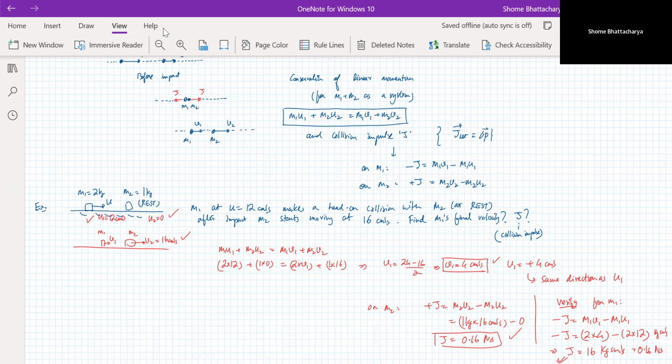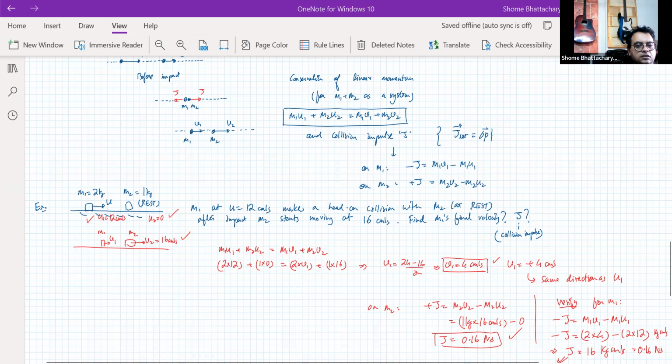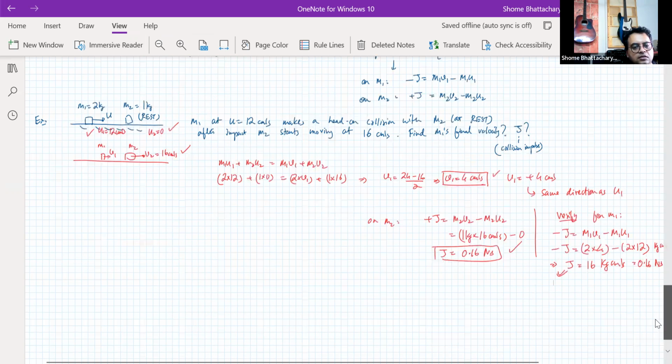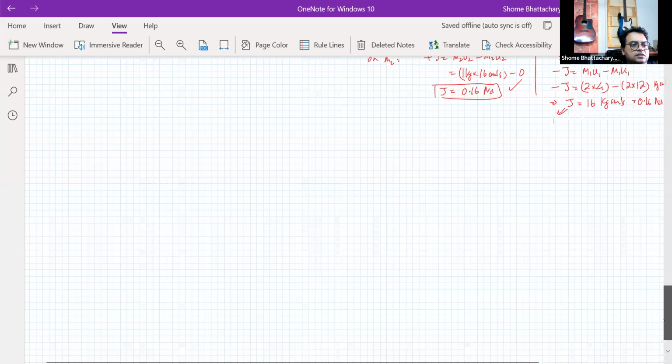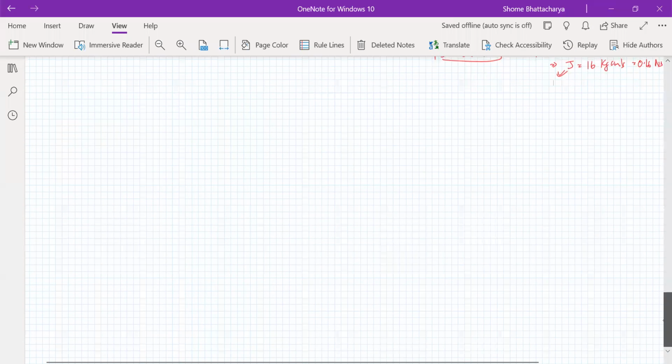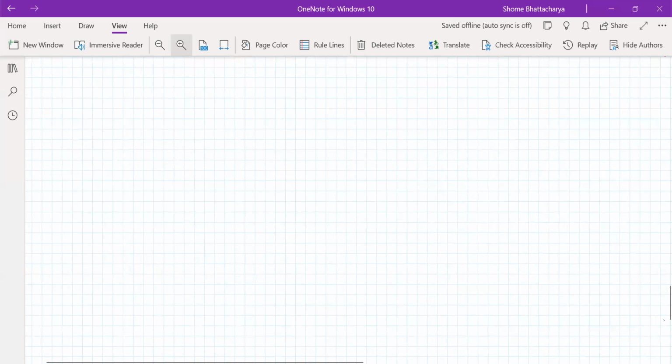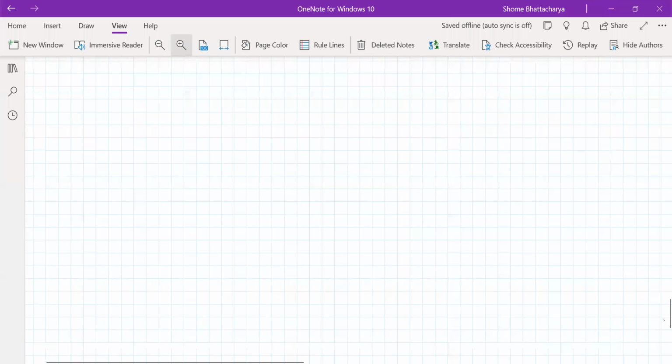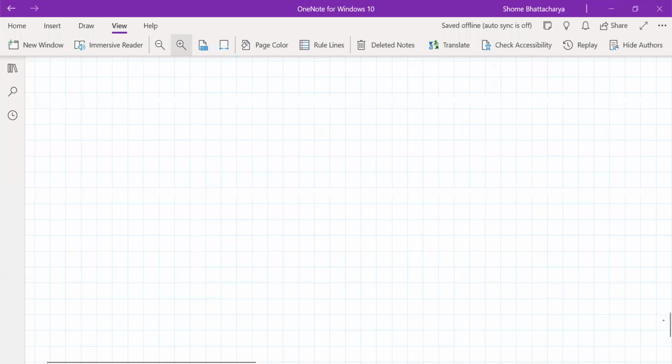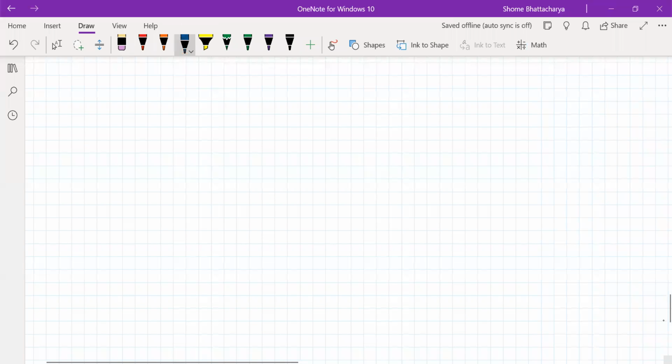Okay, now the next aspect we'll understand is that depending on the type of material with which the colliding particles or bodies are made, there may or may not be dissipation of kinetic energy. Like, when two tennis balls collide or two soft rubber balls collide, because they are made of highly elastic material, there is hardly any loss of kinetic energy.